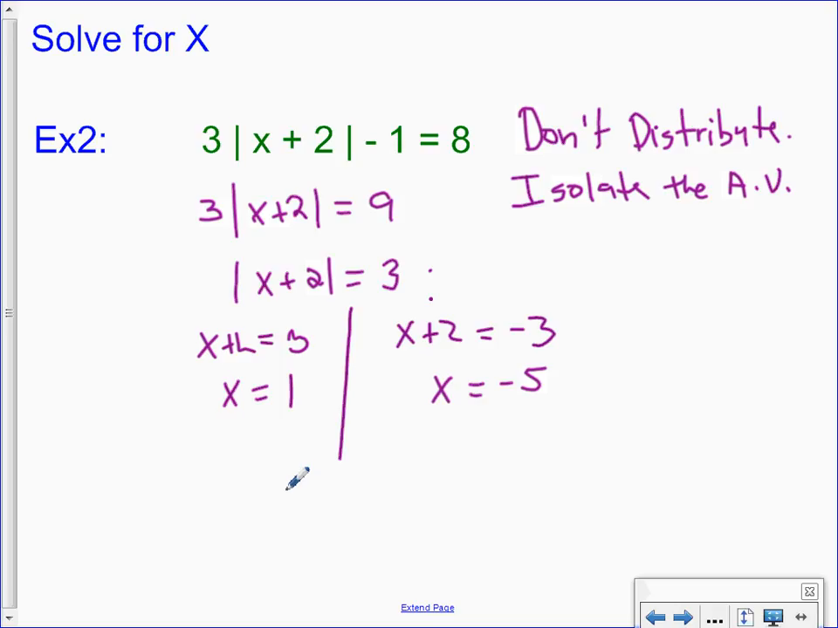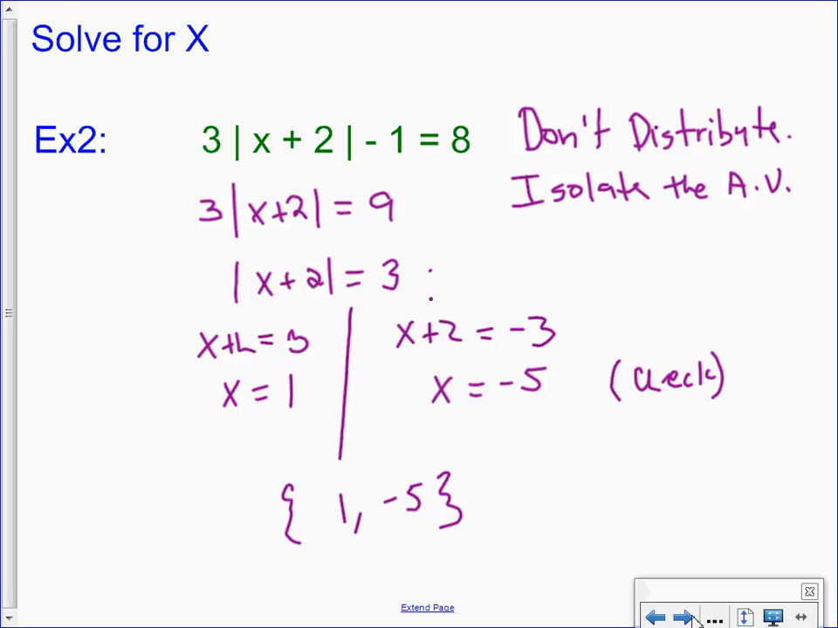Of course, always check your work. Can we just pretend we checked it? Check your answers, and the solution will be 1 and -5. Not too worried about these ones. I'll show you the one I'm worried about in a second. How do you check it? You plug in 1 and -5 into the original, and make sure you get 8 once you plug it in.